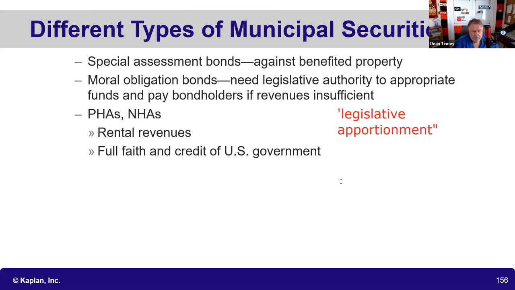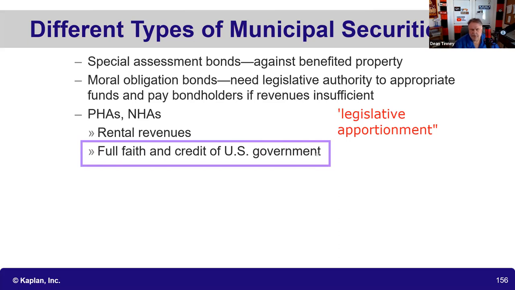Maybe. Public housing authorities, national housing authority bonds are very testable. What's testable about them is they have the full faith and credit of the United States government. This is low-income housing. There's no better credit quality than that, right? So another way to avail yourself of U.S. government credit quality, besides direct obligations of the U.S. Treasury, T-bills, T-notes, and T-bonds, and Ginnie Maes, is with PHAs.